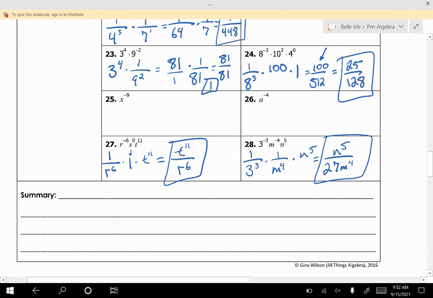Okay, if you're ready to check yourself, 28, we've got 1 over 3 to the 3rd times 1 over m to the 4th times n to the 5th. Once you multiply across, n to the 5th is the only thing up on top. Your 3 to the 3rd power comes out to be what? 27. And then you have times m to the fourth. Okay? Just take it piece by piece. Don't try and look at the whole problem and solve it right off the bat. Okay? Just follow your rules.